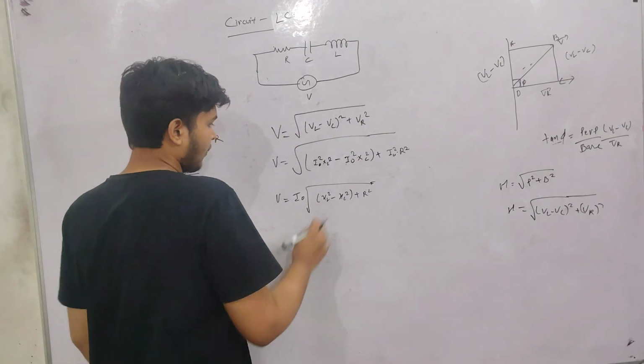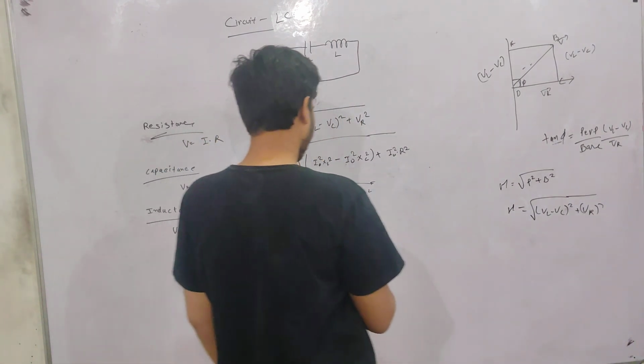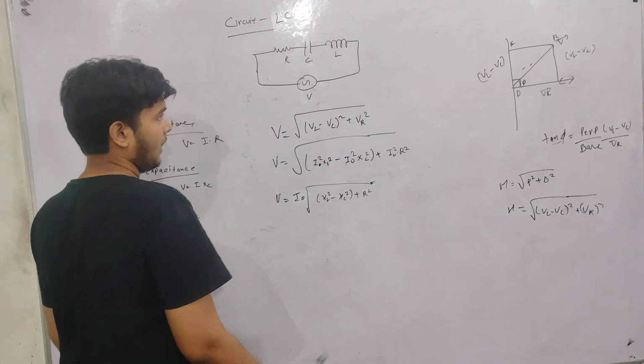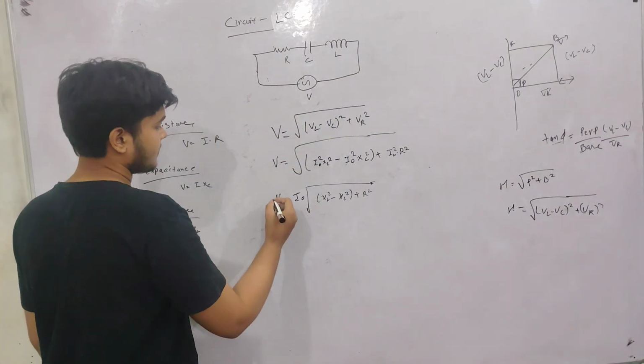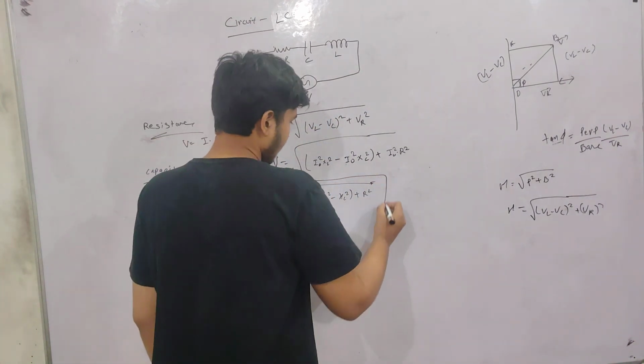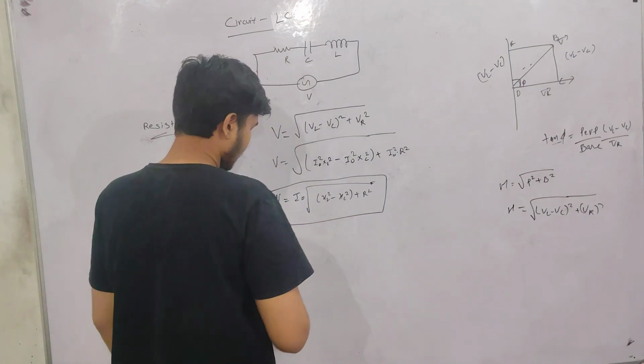This is the value of the resultant voltage in the LCR circuit. This is the important value. We have to derive this value only.